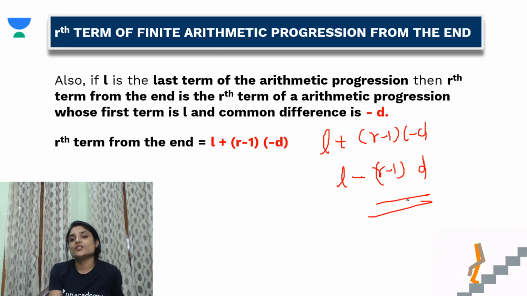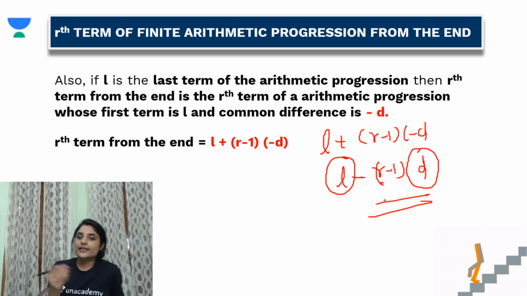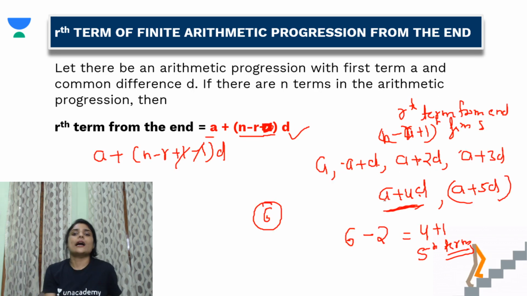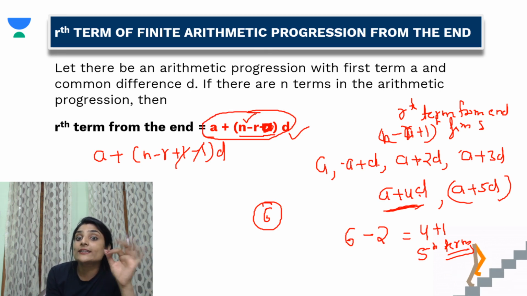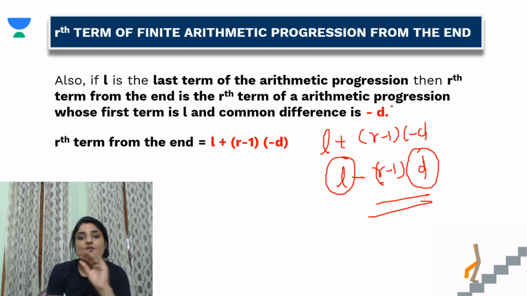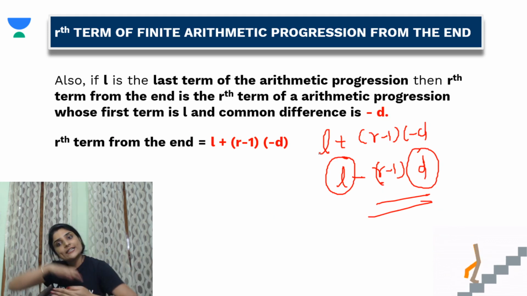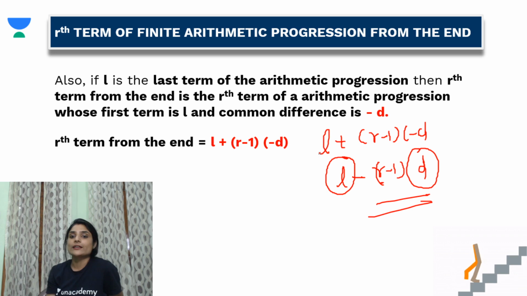You can directly apply this formula, where L is the last term, d is the common difference, and r is the position of the term from the end. Why am I using that? Because if you use the other formula, you need to calculate n also. But in this case, no need to calculate n. You can directly put the values and find the term.